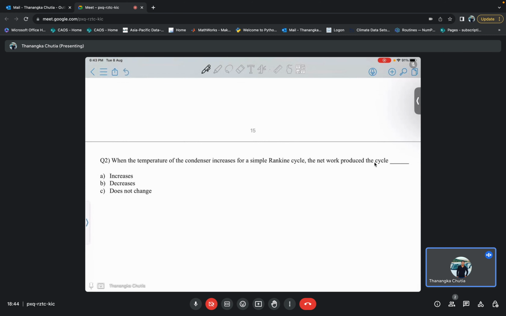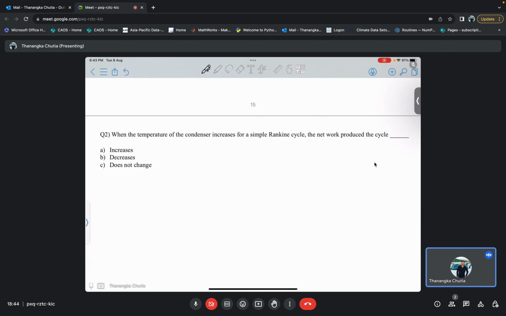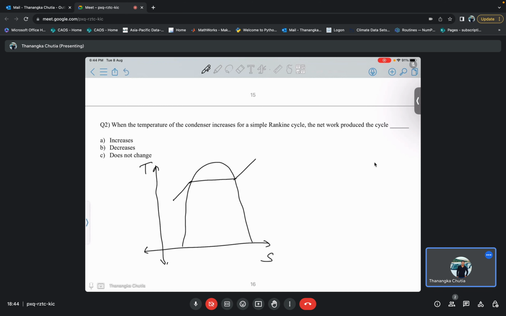Next is, when the temperature of the condenser increases for a simple Rankine cycle, the net work produced by the cycle: 1, increases; 2, decreases; or 3, does not change. So this is a simple Rankine cycle, and these are my states 1, 2, 3, and say 4.